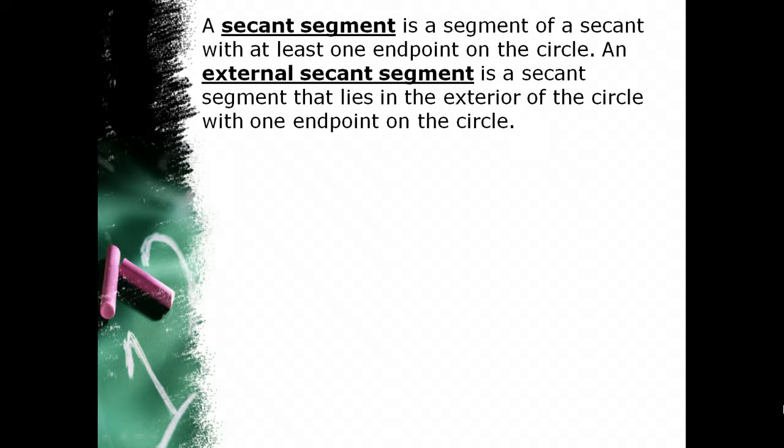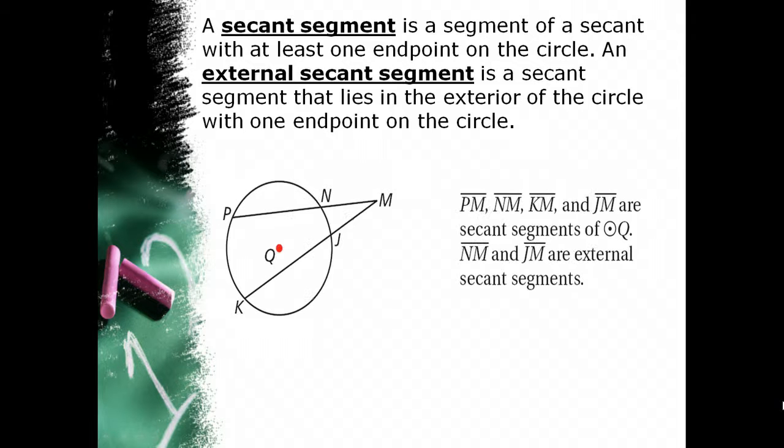A secant segment is a segment of a secant with at least one endpoint on the circle. An external secant segment is this part of the segment that lies outside the circle with an endpoint on the circle. So we have PN and NM, KJ and JM. They're all secant segments. The external ones are these, NM and JM, because they lie outside the circle.